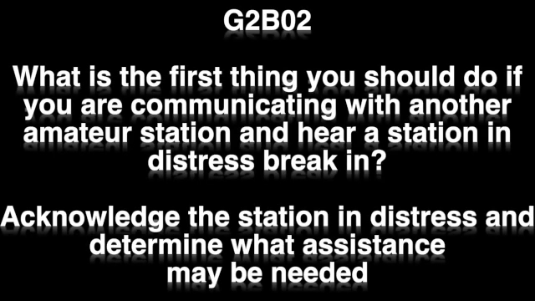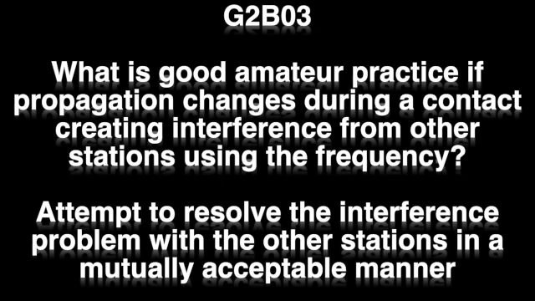G2B02. What is the first thing you should do if you are communicating with another amateur station and hear a station in distress break in? Acknowledge the station in distress and determine what assistance may be needed. G2B03. What is good amateur practice if propagation changes during a contact, creating interference from other stations using the frequency? Attempt to resolve the interference problem with the other stations in a mutually acceptable manner.